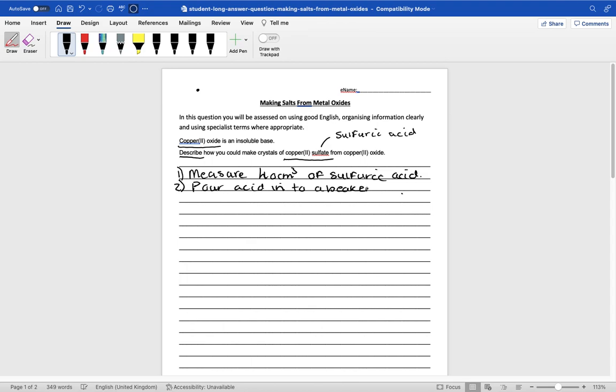And I'm going to gently warm that for about 1 minute. So 3, gently warm acid for 1 minute. Number 4, we are then going to add copper 2 oxide until it's in excess.